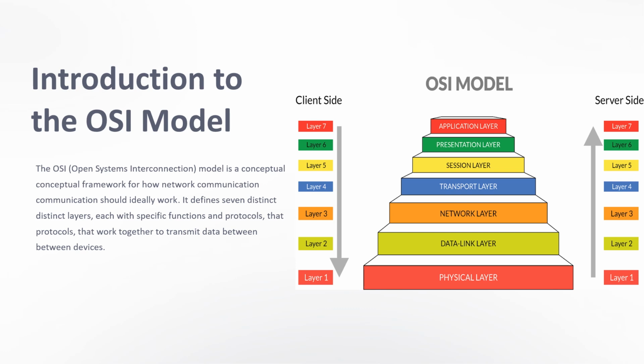The first one is the physical layer, the second one is the data link layer, the third one is the network layer, the fourth one is the transport layer, and then the session layer, the presentation layer, and the application layer. Let's see all these layers one by one.